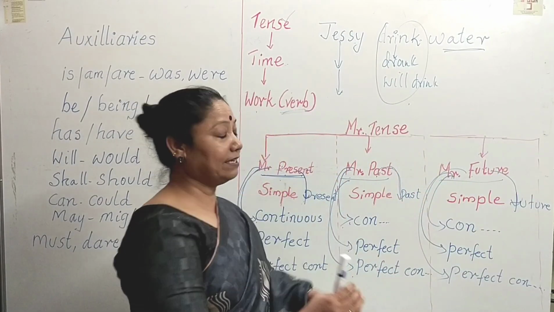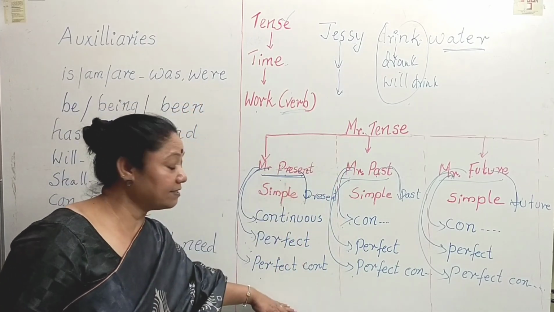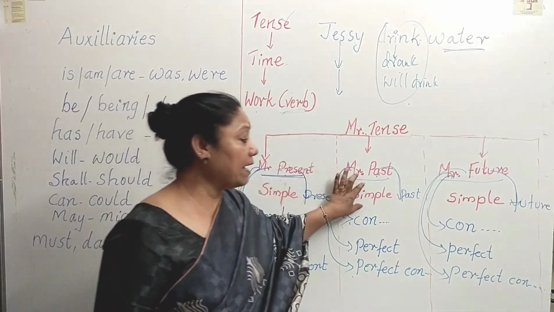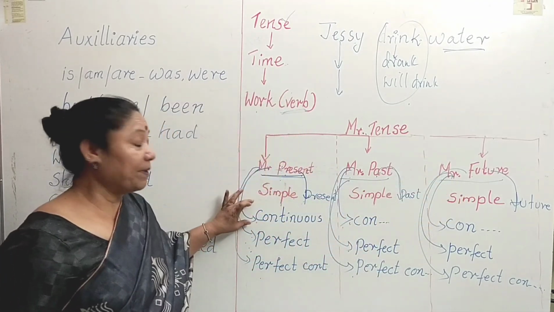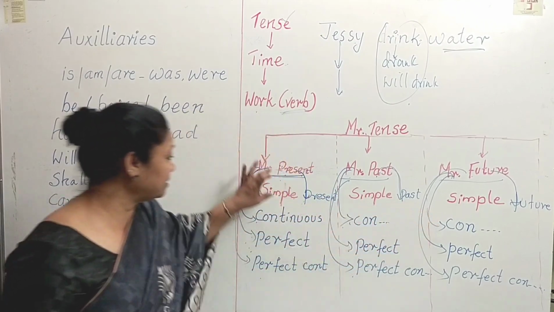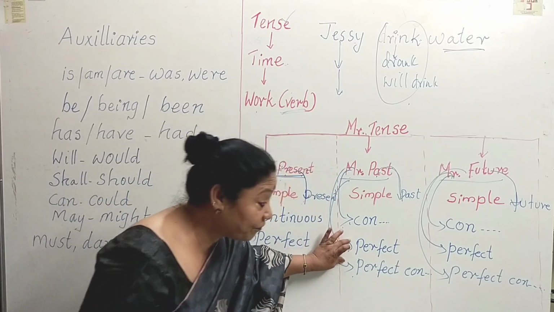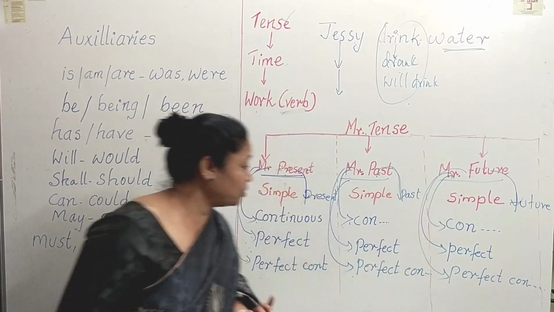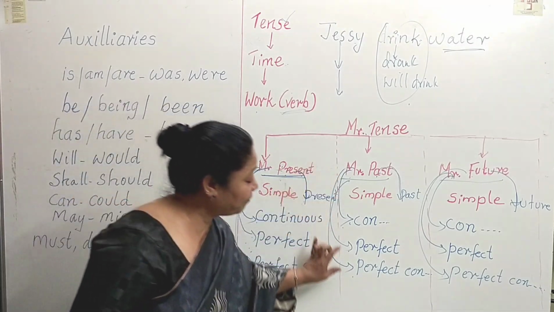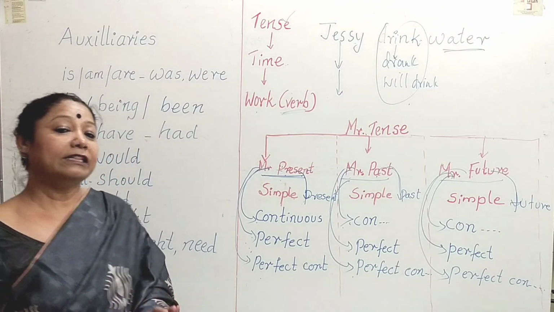So, I'll once again revise with you Mr. Tense, all the sons, there are 12. Together: Simple Present, Simple Past, Simple Future, Present Continuous, Past Continuous, Future Continuous, Present Perfect, Past Perfect and Future Perfect. Then comes Present Perfect Continuous, Past Perfect Continuous and Future Perfect Continuous. All together there are 12.